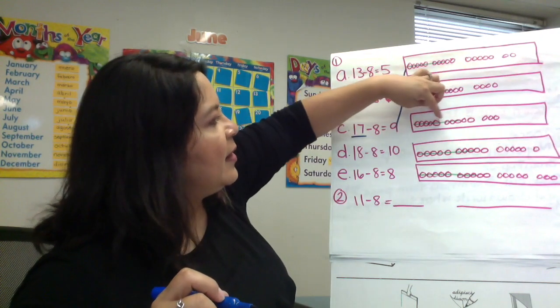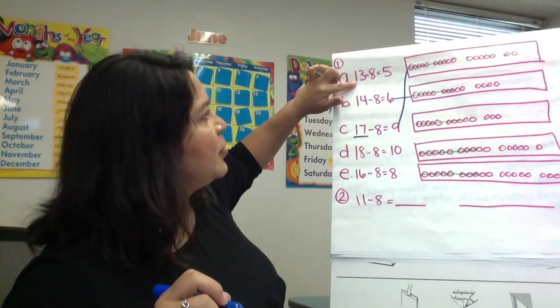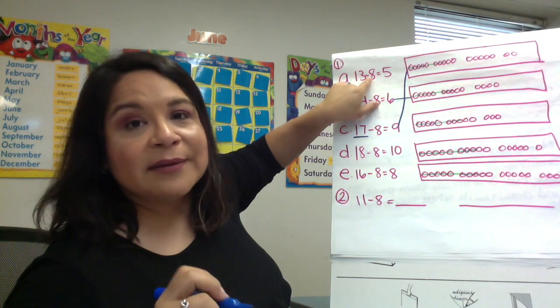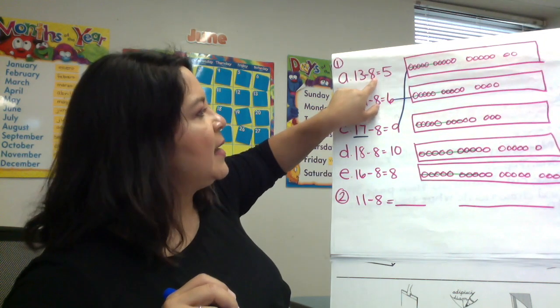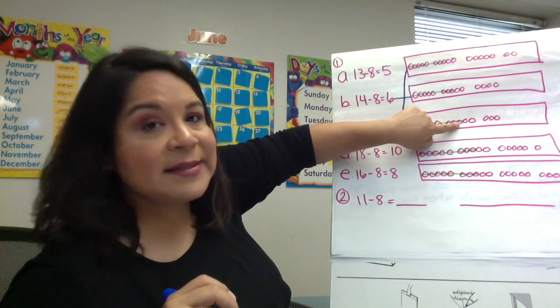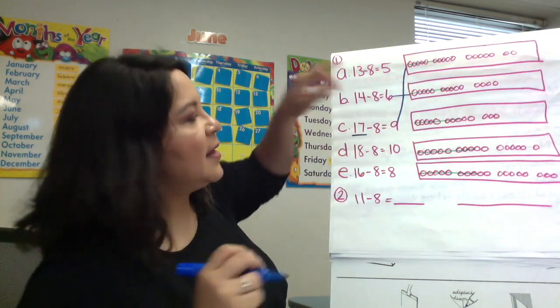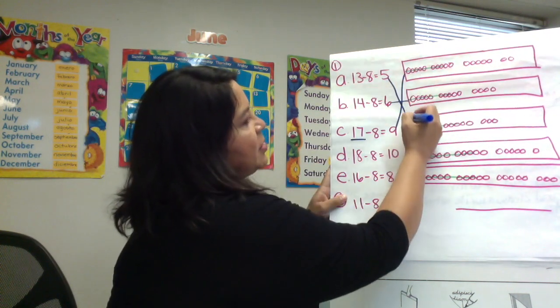Next one, 5, 10, 11, 12, 13. So we're looking for the number 13. Let's check the rest of the number sentence. Minus 8. 1, 2, 3, 4, 5, 6, 7, 8. Does it equal 5? 1, 2, 3, 4, 5. Yes. So we're going to go ahead and match it right here.